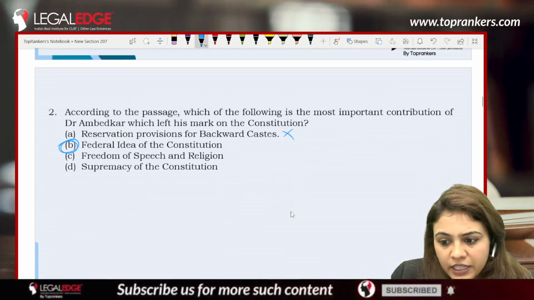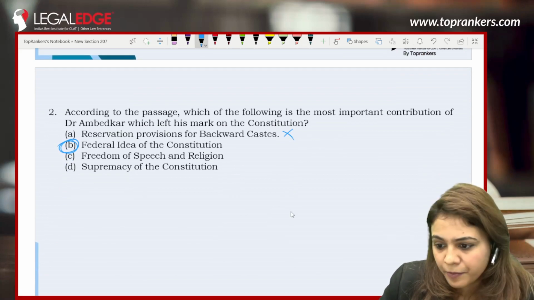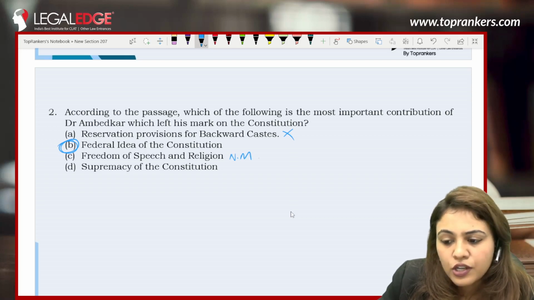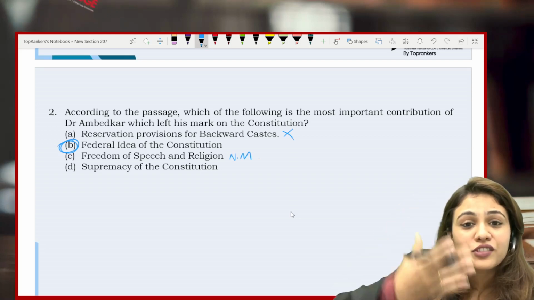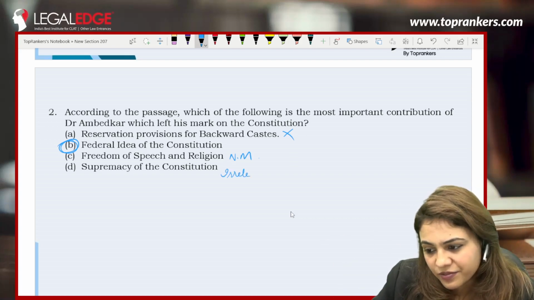This will be eliminated because there was not a single mention of the backward caste anywhere. Freedom of speech and religion, not mentioned. Supremacy of the constitution, पहले constitution बनेगा फिर supremacy होगी, so obviously irrelevant.